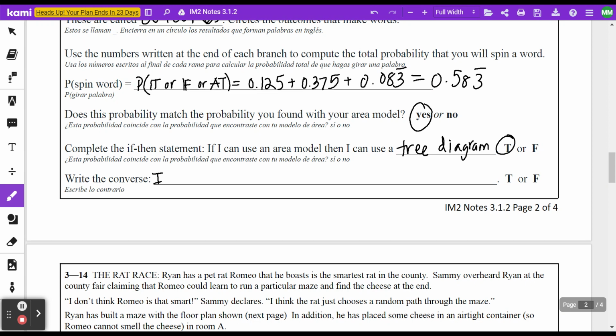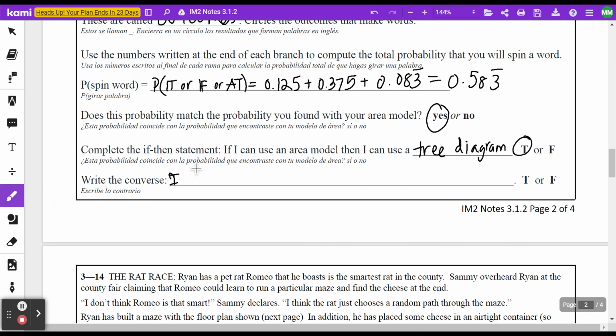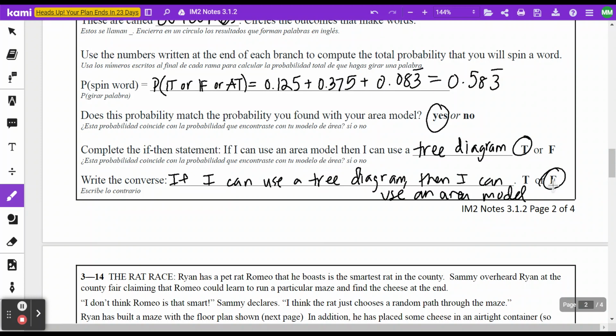And our brain, when we're going fast and we're skipping things, we often think the converse is true no matter what, and that's not the case. So I'm going to write this converse, and then I'm going to tell you if it's true or false. If I can use a tree diagram, then I can use an area model. And this happens to be false.